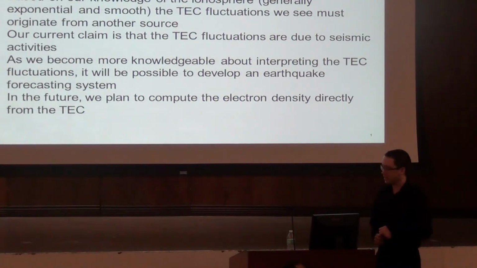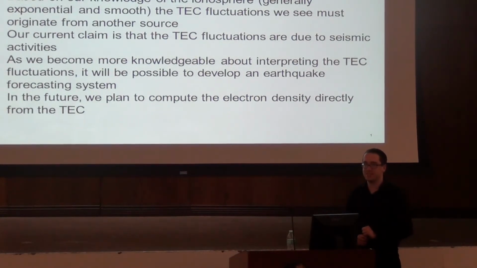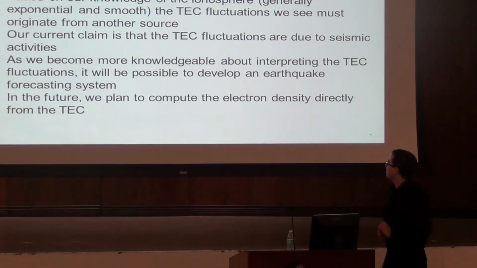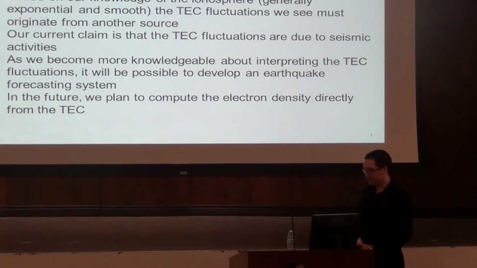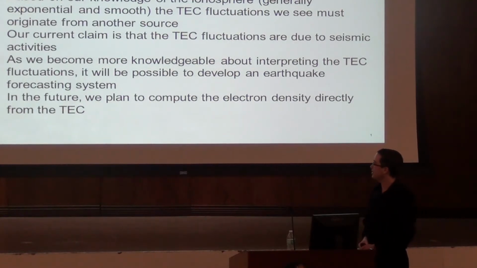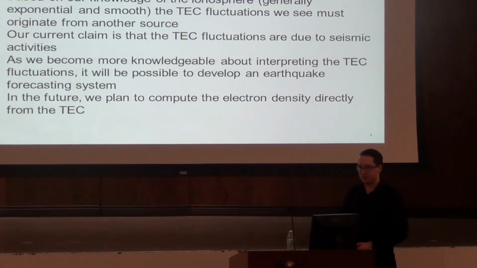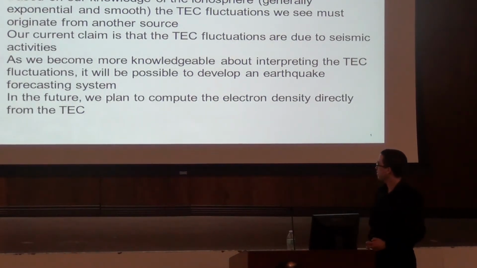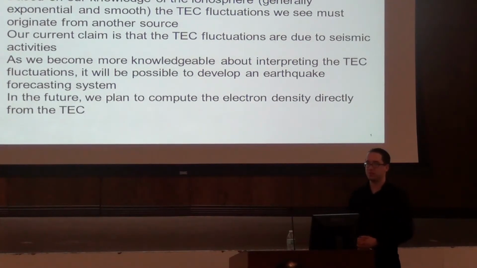Our current claim is that TEC fluctuations are due to seismic activity. And as we become more knowledgeable of interpreting these fluctuations, it will be possible to develop an earthquake forecasting system. And we plan, in the future, to compute the electron density directly from the TEC. And that's it. So any questions?